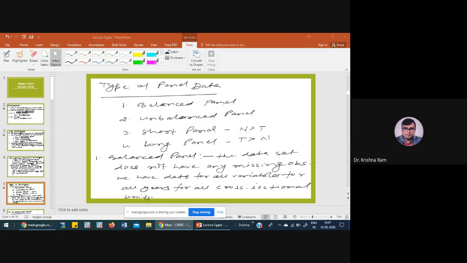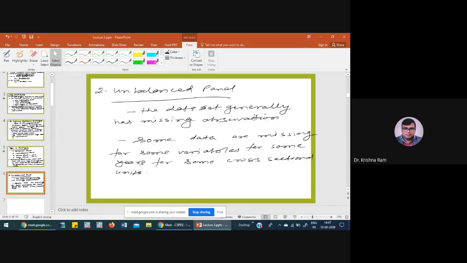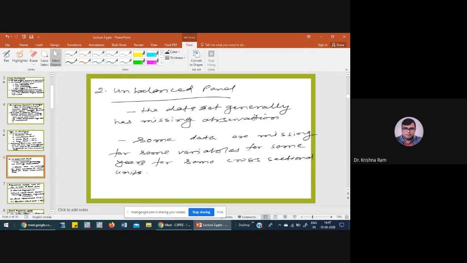Whenever you have a missing observation, that means we have an unbalanced panel. So this one is about the unbalanced panel. With missing observations, the panel data set is an unbalanced panel.